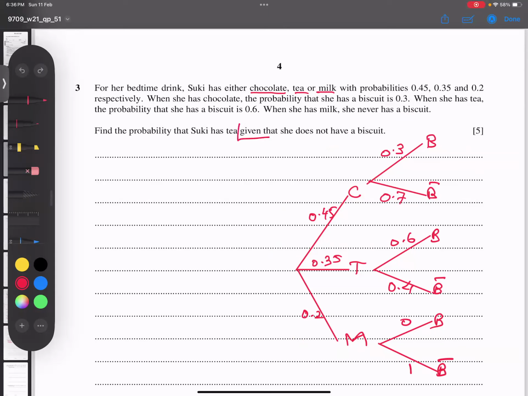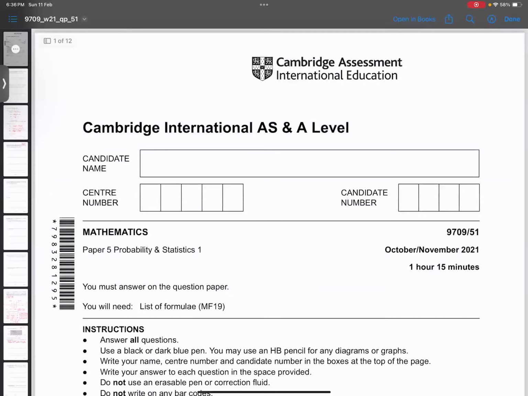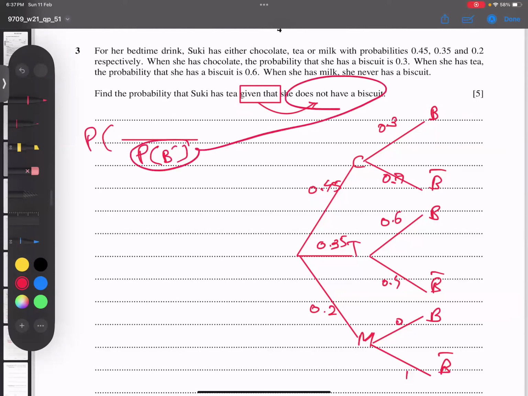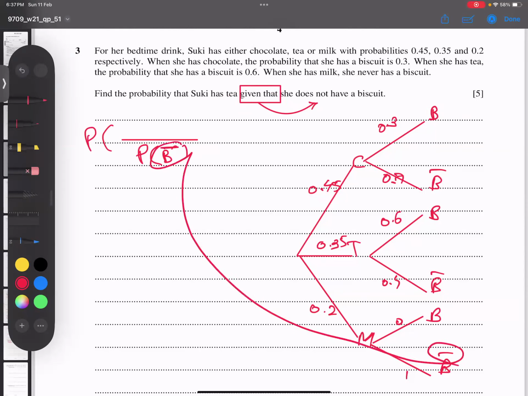Now the probability, given that. What is the question? Please read the statement carefully, because what is the rule? Whenever the words given that come, look at what is after given that. That is important: she does not have a biscuit. So the probability of not biscuit will go directly in the denominator. The dash stands for not, or I put a bar on it, no problem.